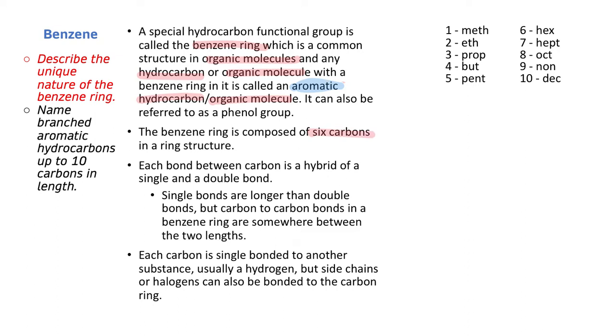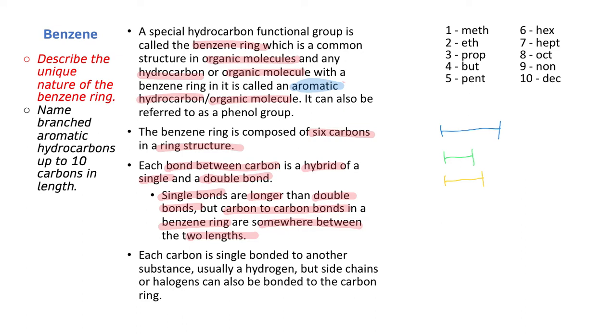A benzene ring is composed of 6 carbons in a ring structure, where each bond between the carbons is a hybrid of a single and a double bond. So it's pretty special. It's different because generally single bonds are longer than double bonds, right? But the carbon-to-carbon bonds in benzene rings are somewhere between the two lengths. So a single bond would be this long, a double bond would be this long, and a benzene ring bond is somewhere in between the two, all right? Because it's somewhere in between the two, they're actually all equal sized.